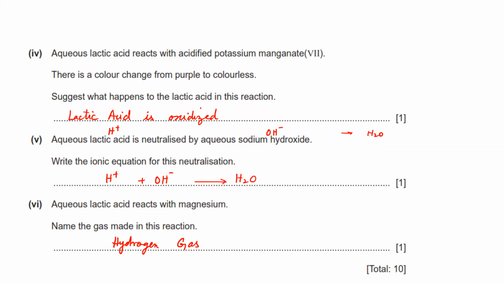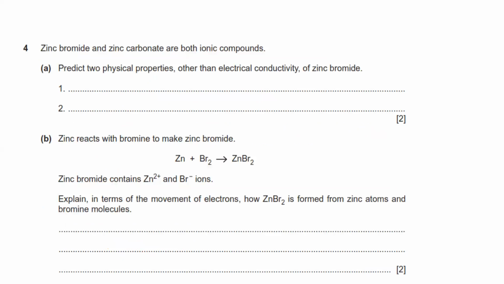So remember, in such questions, you have to memorize quite a few of these things. The more you solve past exams, the more you practice, and the more you read, the better you will be able to answer these questions. So moving ahead, question number 4, it says zinc bromide and zinc carbonate are two ionic compounds.